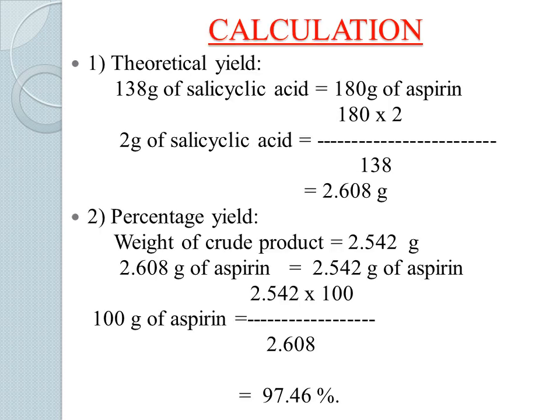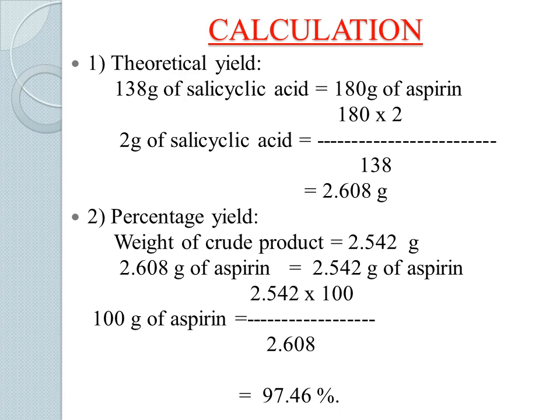Calculations. 1. Theoretical yield. 138 g of salicylic acid gives 180 g of aspirin, where 138 is the molecular weight of salicylic acid and 180 is the molecular weight of aspirin. Therefore, 2 gram of salicylic acid gives 180 into 2 divided by 138 gram of aspirin. This is equal to 2.608 gram of aspirin. This is the theoretical yield.